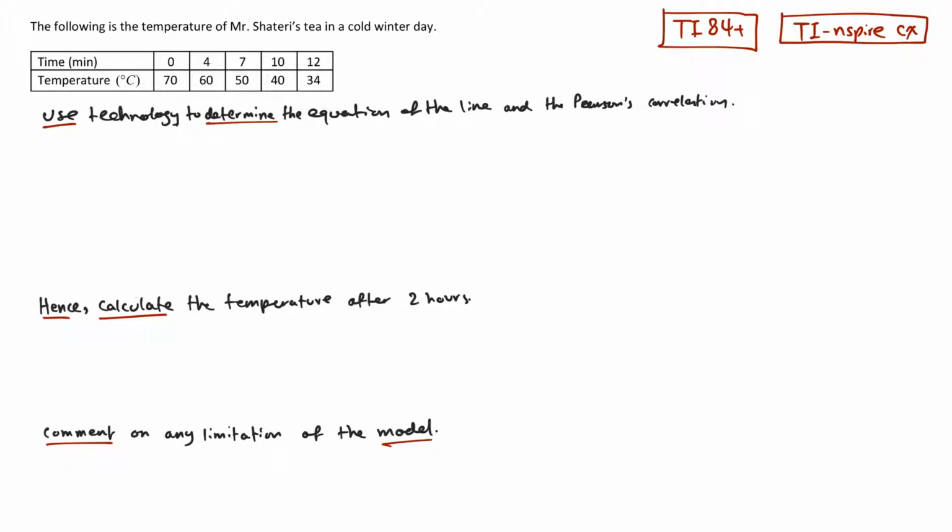Here the question again says use technology. When it says use technology, you have to use your calculator or Excel or other resources to determine the equation of the line and the Pearson's correlation. So watch the video, whether you have the TI-84 or the TI-nspire, that you need in order to figure out how to find the equation. And I'll show you what information you have to write down once you use your calculator in order to show your work.